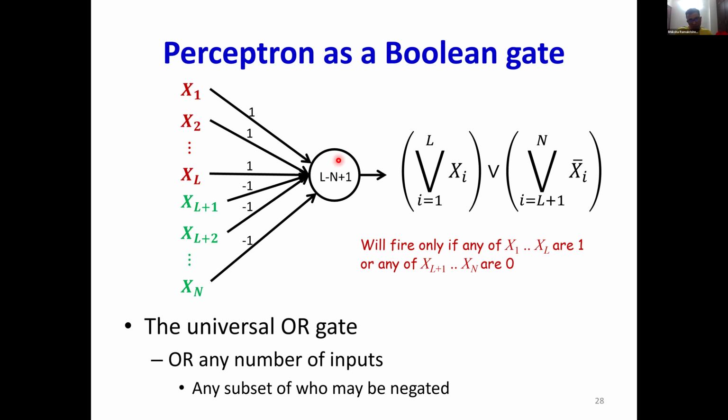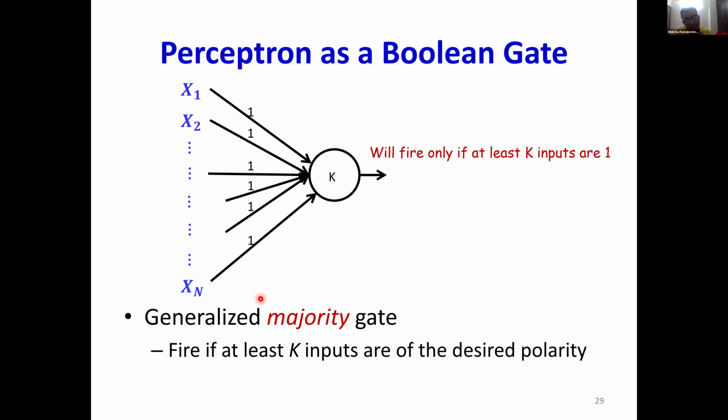So using a threshold of L minus n plus 1, this gives me a perceptron that's going to fire if any of the red inputs are 1, or if any of the green inputs are 0. So it's a pretty powerful thing, right? But here's something even more impressive. This is a majority gate. It has n inputs, and it will fire if at least k of the inputs are 1. Can you see why?